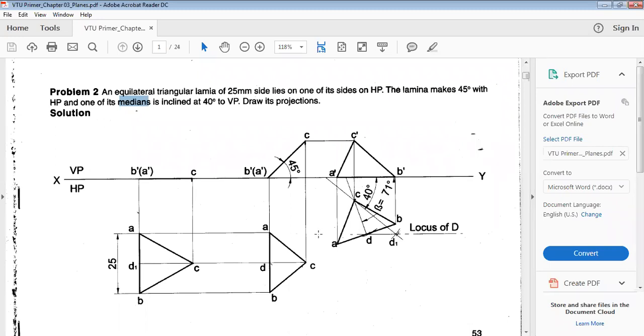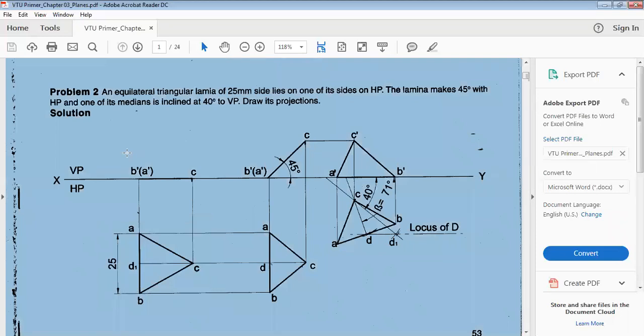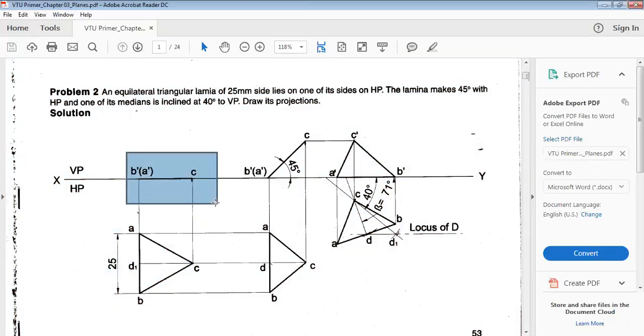So the rest we'll just see in the second phase of it, how to draw or how to construct the alpha and beta problem if it is given in the problem. So first and foremost, why do we categorize this alpha and beta? Because you can just see here in the first position, this is the true length, true size of the object. And this is the surface of the lamina, but it looks like a line in the front view.